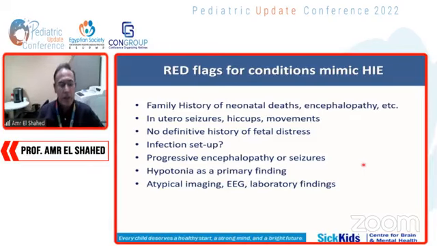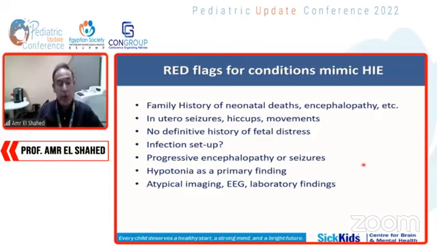If the encephalopathy, as I mentioned in the last case, was progressive, or if the seizures are not really controllable and intractable, because this is something that we don't see in HIE. Usually seizures are controlled easily, not really refractory seizures. If your primary presentation is really hypotonia rather than encephalopathy, then it is another flag that this is not HIE.